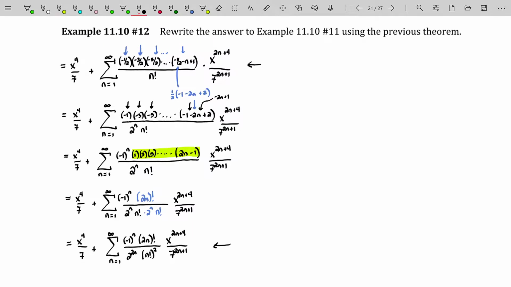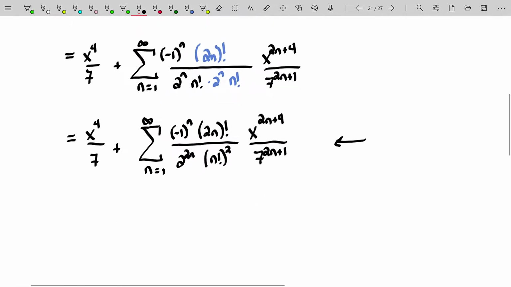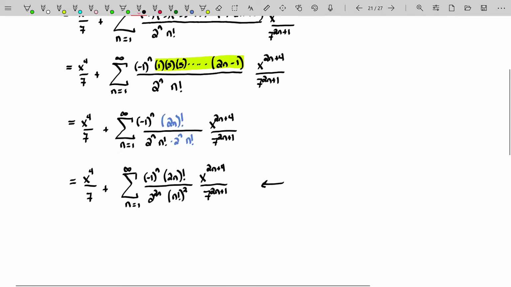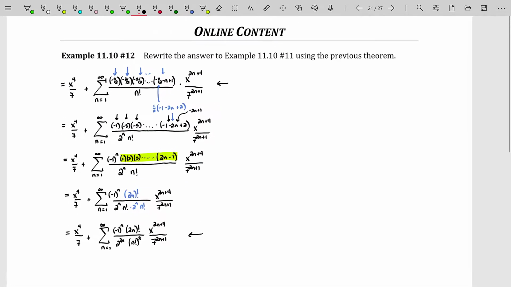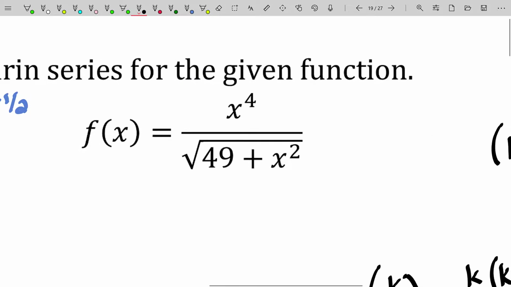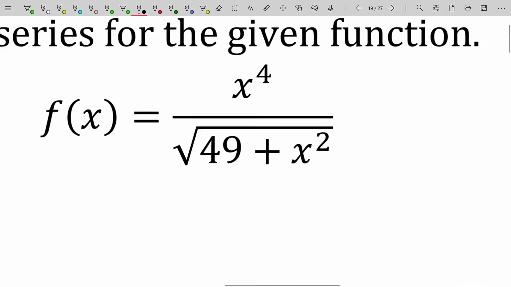While we're here, let's go ahead and just use Desmos to visualize this specific summation and maybe the first few terms of it, just so that we could see what that looks like. Remember, it was supposed to be f of x equals x to the fourth over the square root of 49 plus x squared. So let's go ahead and see what that looks like in Desmos if we just expand that Taylor series centered at 0 out for a few terms.